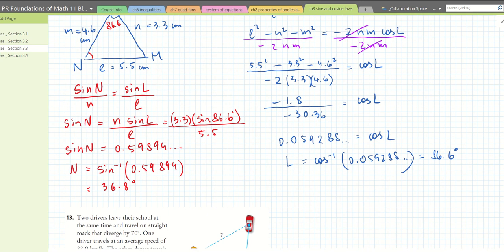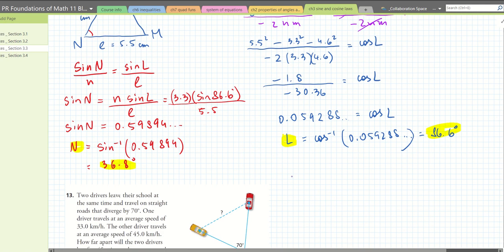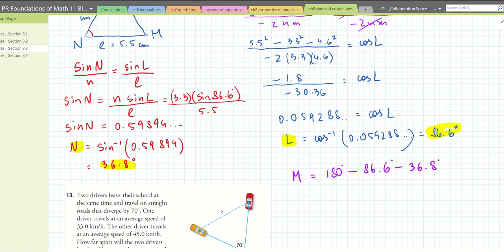But sometimes you don't have a choice. Sometimes you have to use cosine law. So once you know two of the angles, the third one, of course, you can just do 180 minus the two known angles. So now we know these two, right? We found n, and we know L. So to find the last one, M, we're just going to do M equals 180 minus the two that we found, 86.6 minus 36.8. So 180 minus 86.6 minus 36.8, we get 56.6.